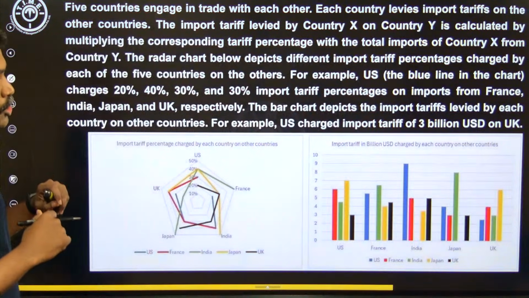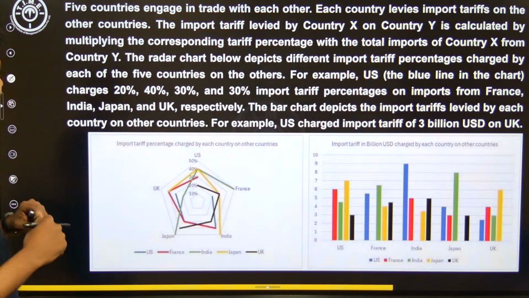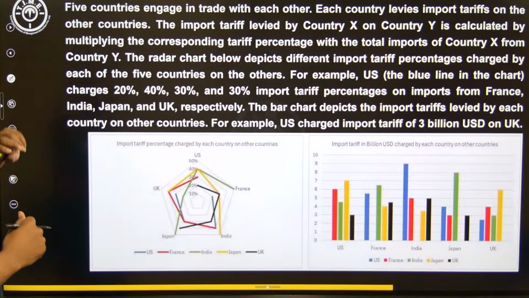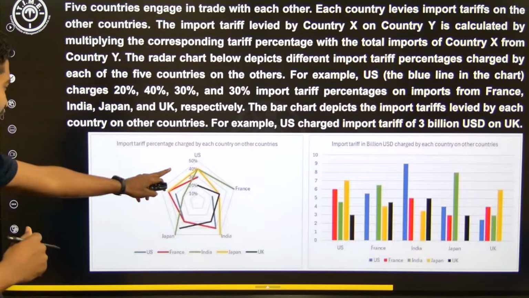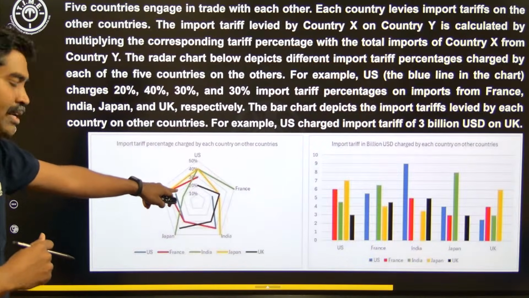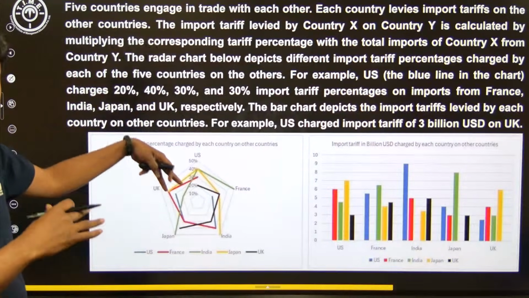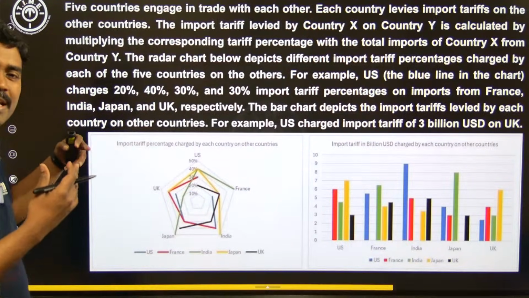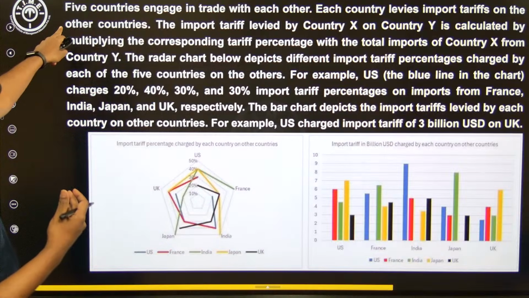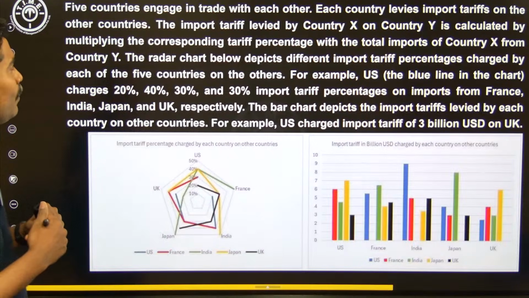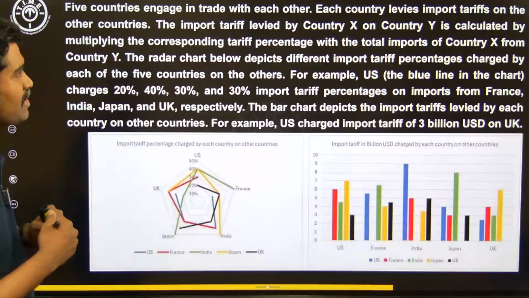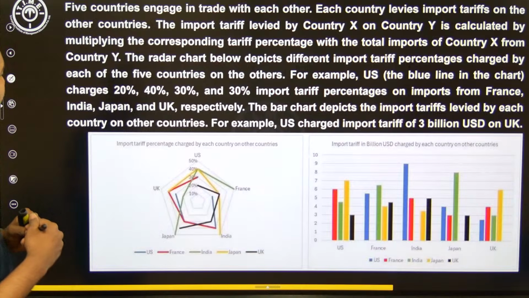This was from slot 1, the morning slot, CAT 2025 DILR section. 5 countries engage in trade. I see a web chart or radar chart or spider chart, and then I see a bar graph. There's a good chance that this is going to be a DI set. So 5 countries engage in trade with each other. Each country levies import tariffs on the other countries.